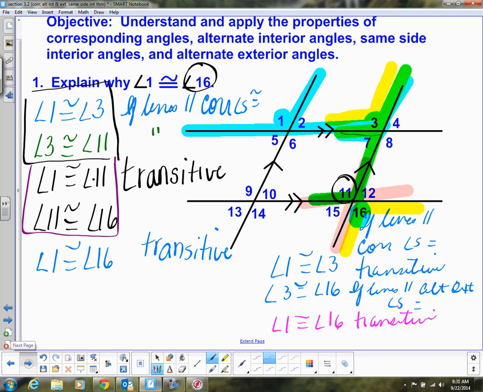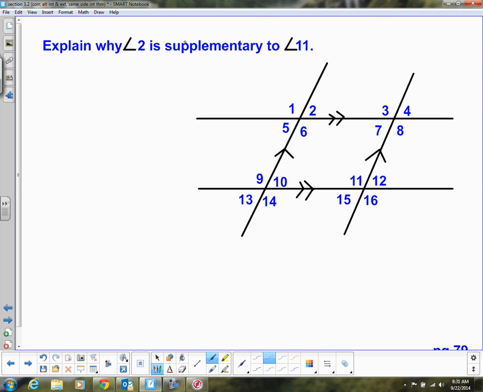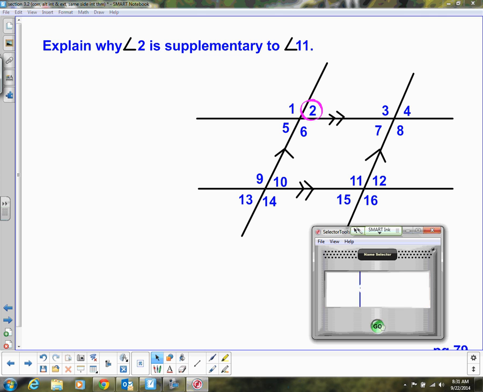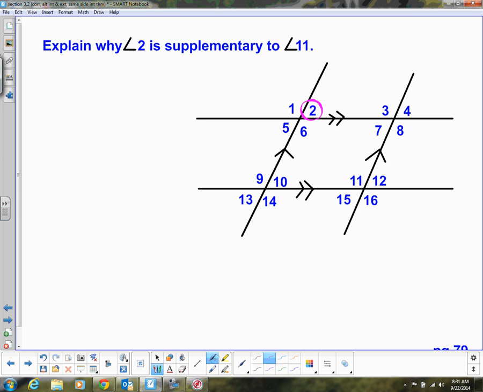Okay? So, let's look at one that talks about supplementary. We want to prove 2 is supplementary to 11. So here we're starting with 2. Are we going to go across or are we going to go down? Who makes this decision? Caitlin. We're going to go across. Name an angle that 2 is congruent to. What's the relationship between 2 and 3? Okay, so they're not congruent, but we can go there. So we're going to say angle 2 and angle 3 are supplementary.